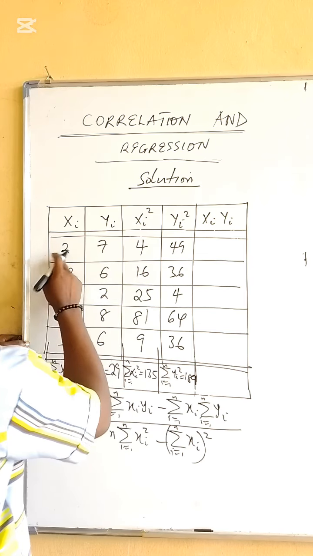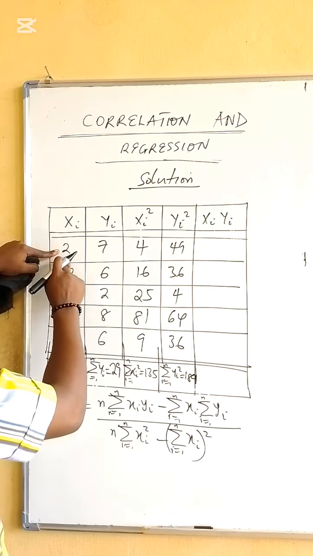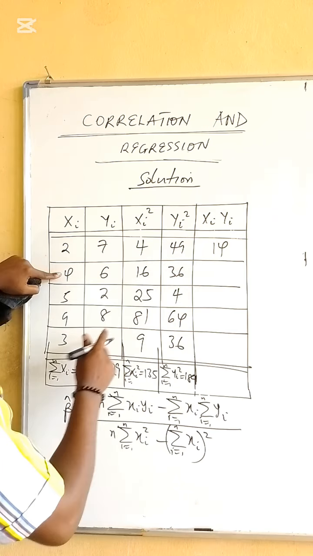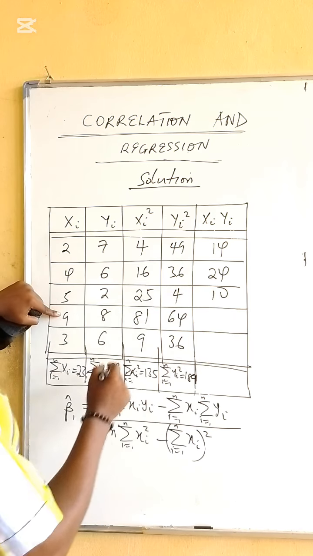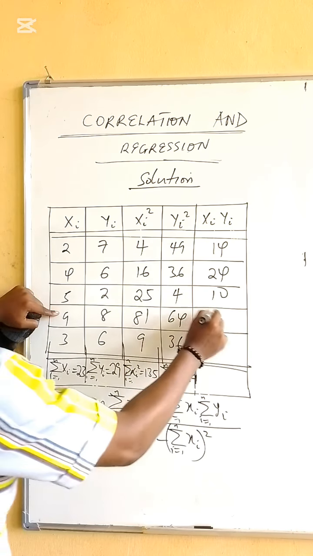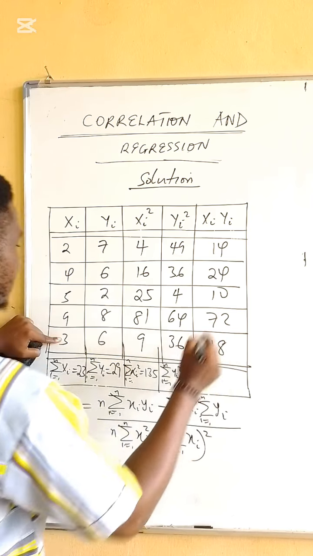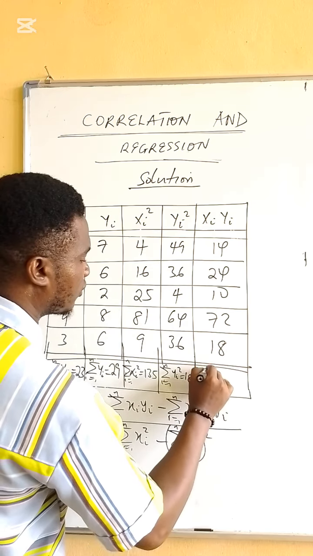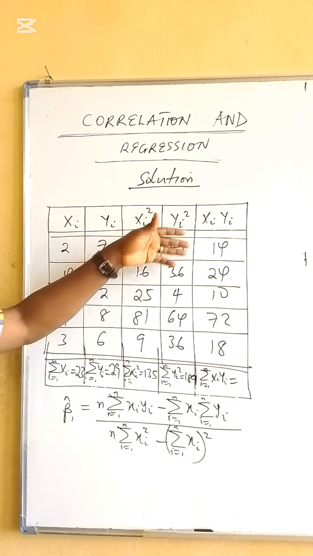So let's multiply the value of xi, which is 2, times the value of yi, which is 7, gives 14. 6 times 4 gives 24. 5 times 2 gives 10. 9 times 8 will give us 72. And 3 times 6 will give us 18. Okay? So let's add to get summation from i equals 1 to n of xi yi. That will give us what? So you have 138.